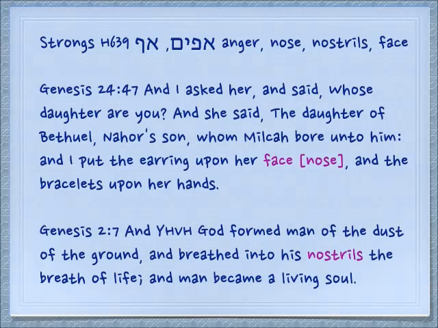on her hands. In Genesis 2:7, we see the plural, the dual. And Jehovah God formed man of the dust of the ground and breathed into his nostrils, apayim, the breath of life, and man became a living soul.